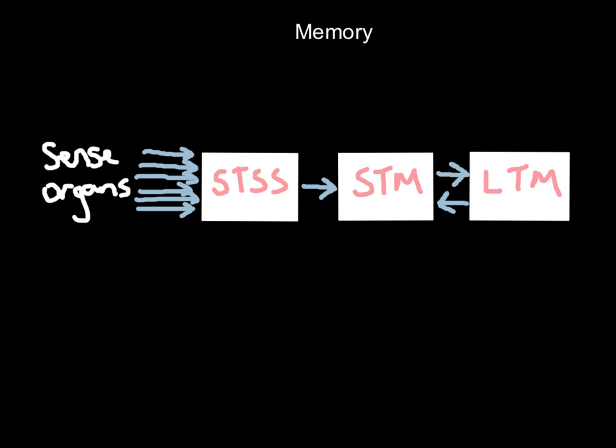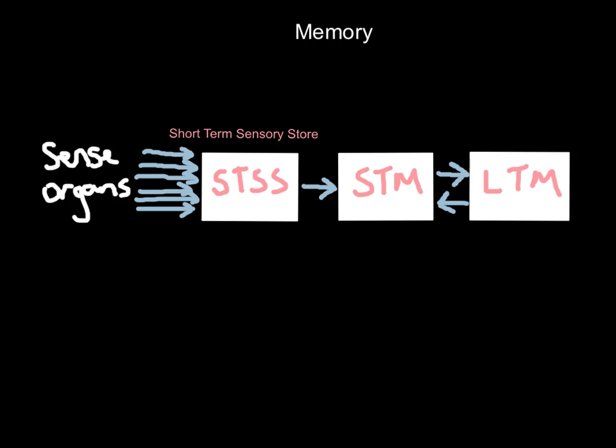And as you can see on this side here, we've got the sense organs. Let me just change the colour of that because it doesn't stand out too well. The sense organs, so things like your eyes, your ears, your skin detecting touch, and your proprioceptors detecting balance, are receiving lots of information, and bombarding our first memory storage box called our STSS. And that stands for our short-term sensory store, okay?